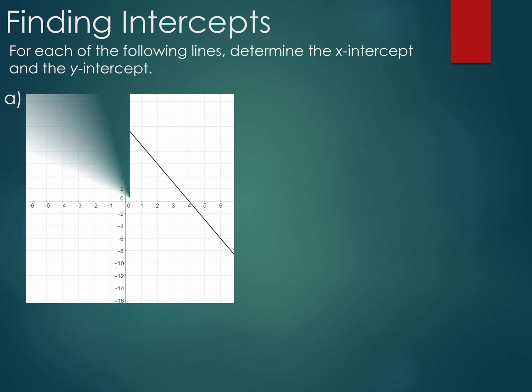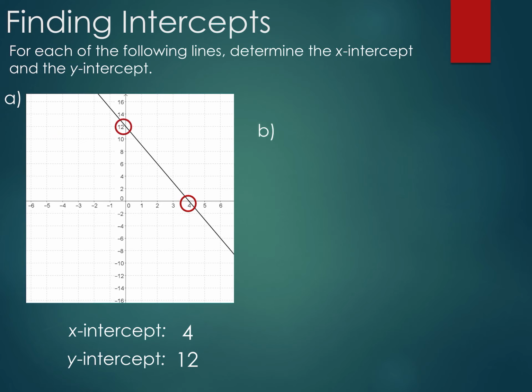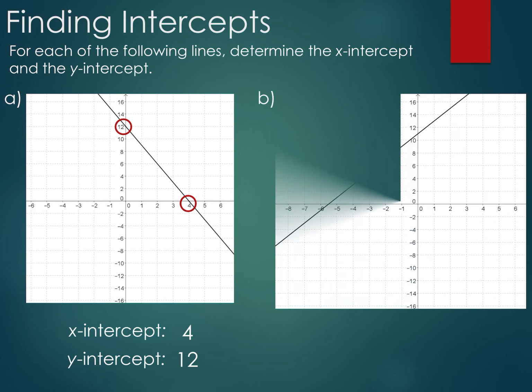For each of the following lines, determine the x-intercept and the y-intercept. On a graph, fairly easy. You just look for it and go, okay, where would the x-intercept be? You just look and see where it crosses the x-axis, right there at 4. Where is the y-intercept? Just look for where it crosses the y-axis. There it is at 12. Okay, so what do we learn from this slide? Finding x and y intercepts on graphs, pretty straightforward.